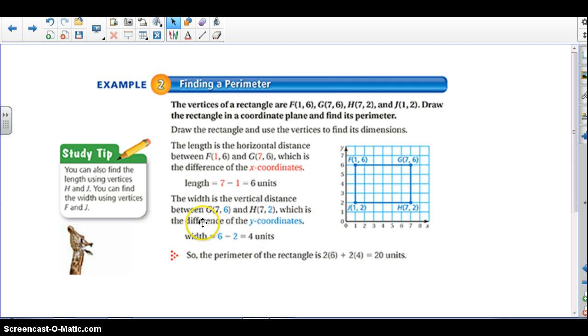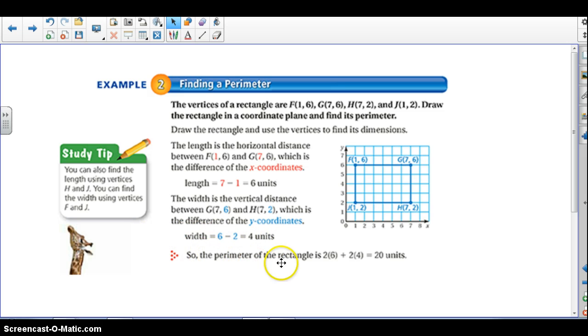Then you have to find out the width, which is the vertical distance between G and H, right here. Now that's the difference of the y coordinates. X is the same, y is different. In this case, you can do 6 minus 2. Now you have that.